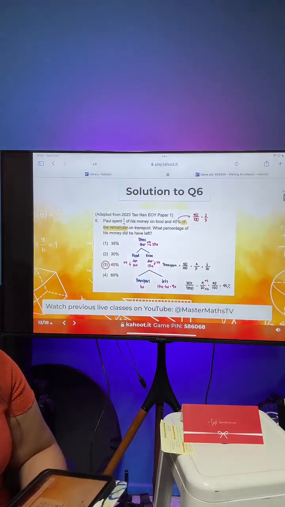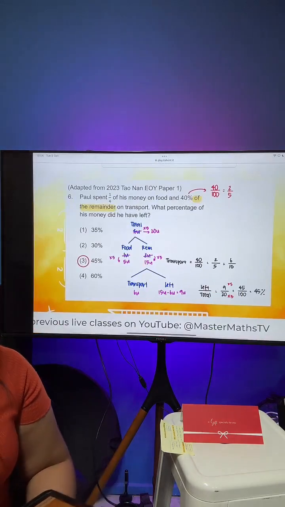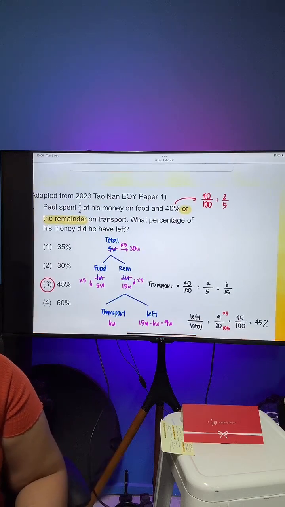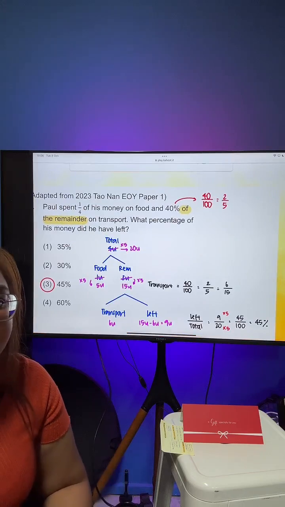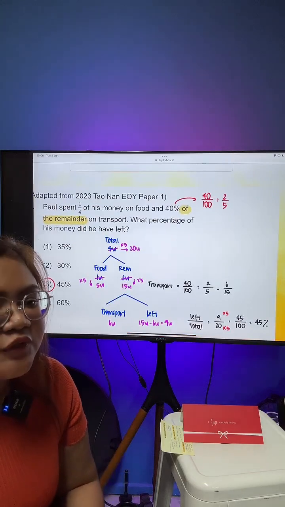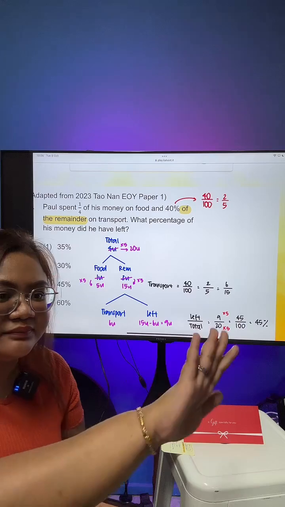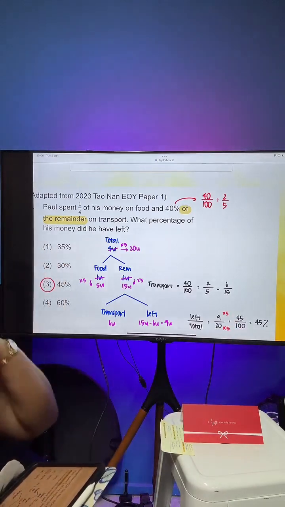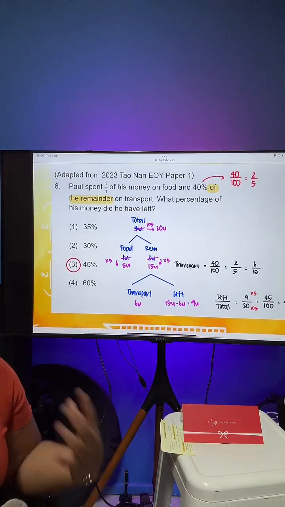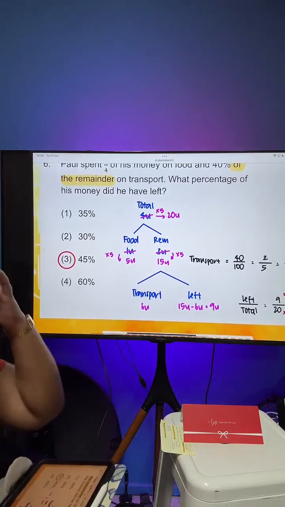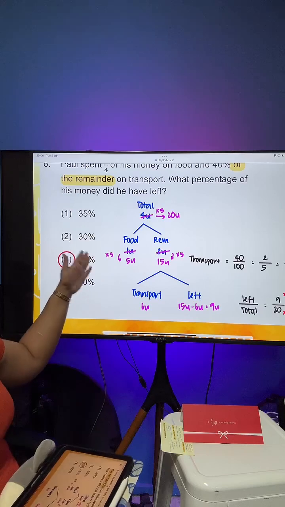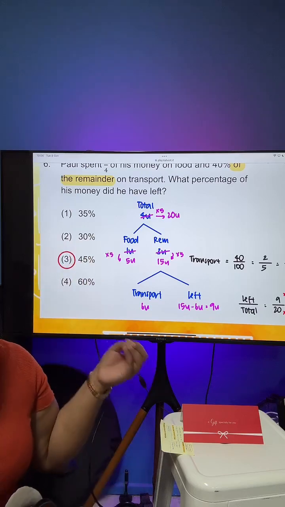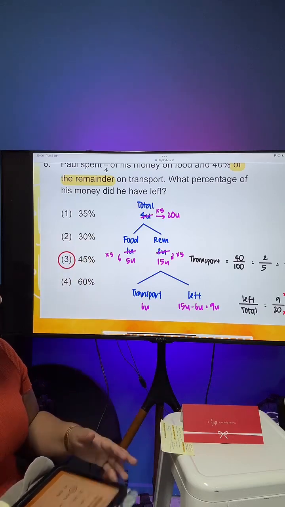Okay, so let's take a look here, the solution to question 6. What I would do is convert the 40% into a fraction, which is 2 out of 5. Okay? 2 out of 5. Then I will use the branching method. This is just one possible method, yeah? So that I know exactly which portion of the money is given to what item.